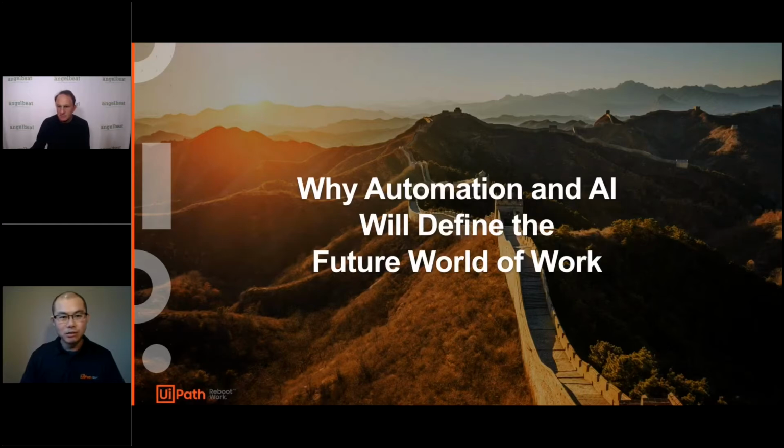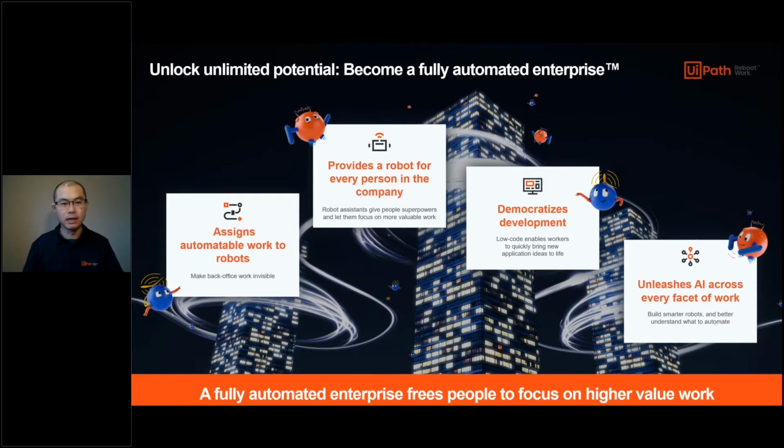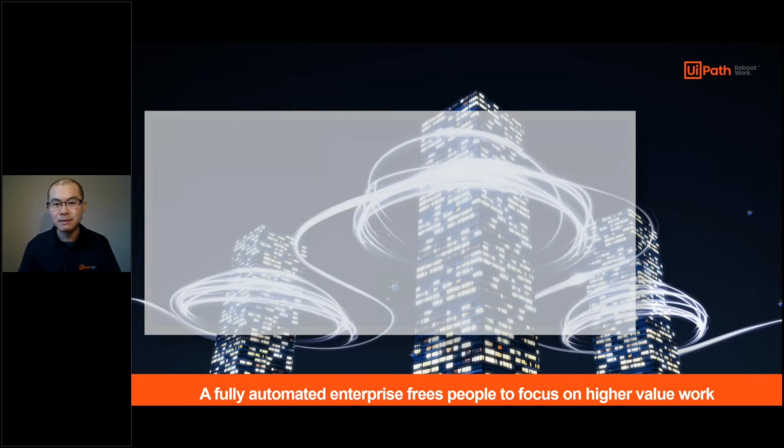So let's go through and talk a little bit about automation and AI and how this comes together. We'll start with the way that UiPath has an objective to help companies unlock their unlimited potential by becoming a fully automated enterprise. For our particular session today, we'll focus on this piece here around unleashing AI across every facet of work.